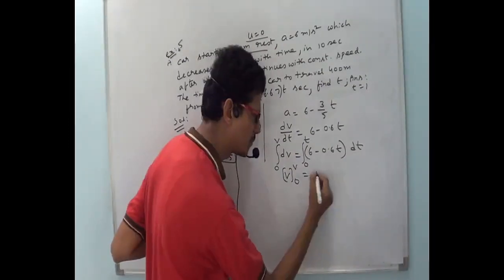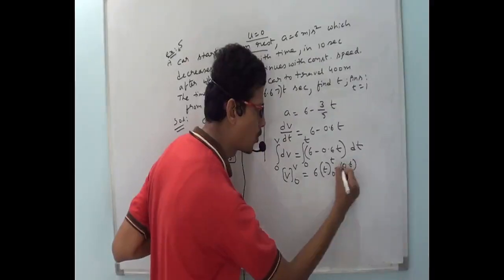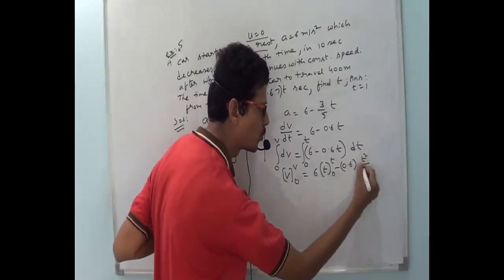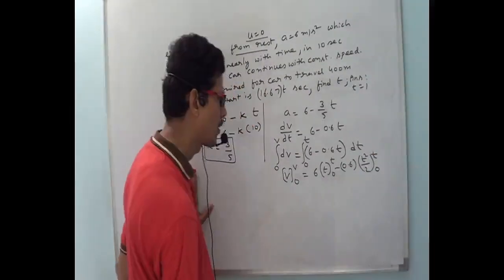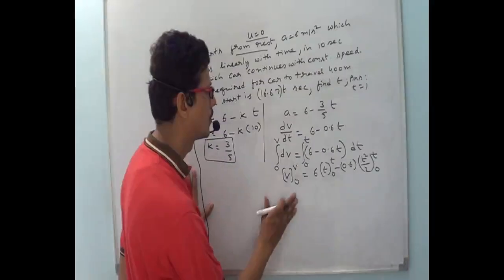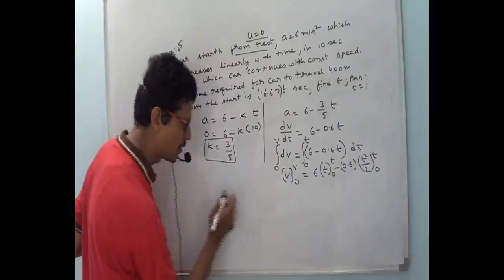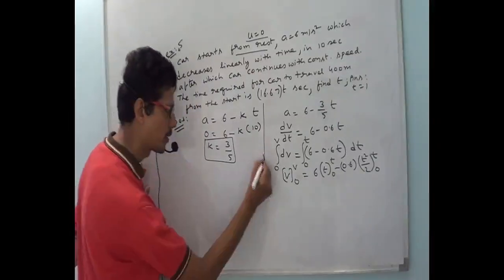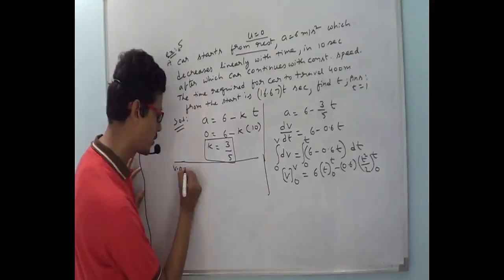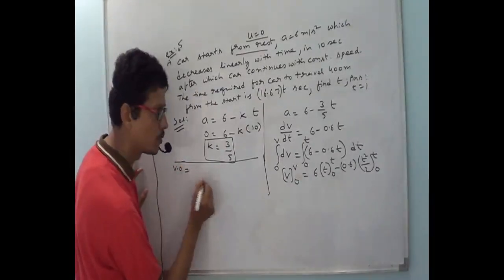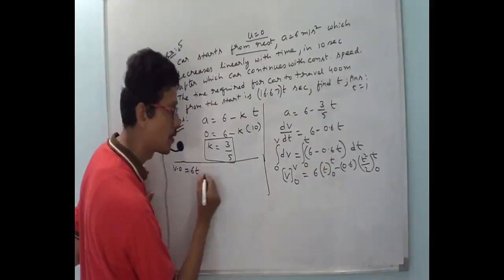Integral 6 dt is 6t. So minus 0.6 into, what is the integral of t dt? t square by 2. Okay, this is 0 to t. Here I will write first the upper limit, you have to substitute, then the lower limit. So v minus 0 is equal to 6 into first the upper limit, then lower. t minus 0 is t only.